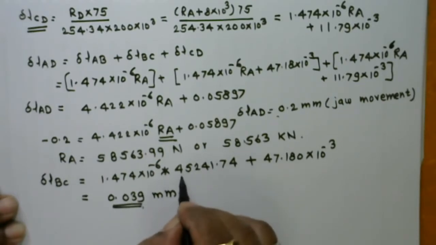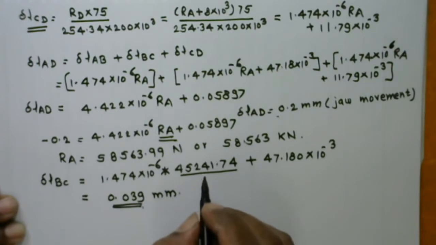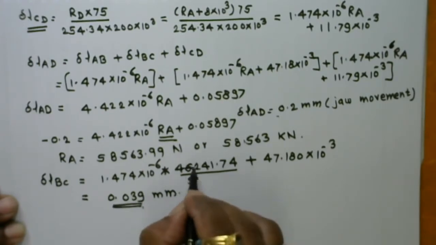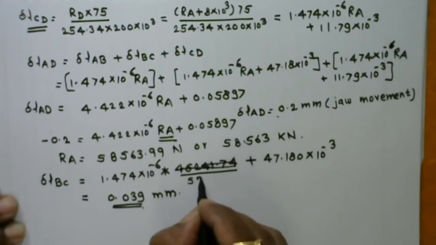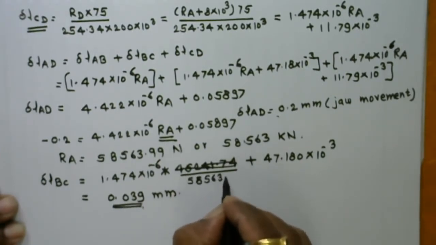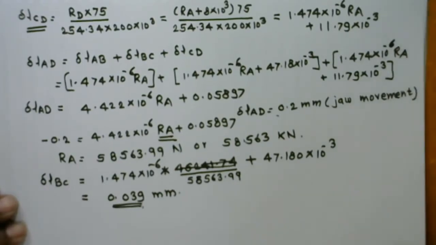Okay. You have to check that value. That value is not 45. This value will be 58,563.99. So after that you will get the value 0.039 mm.